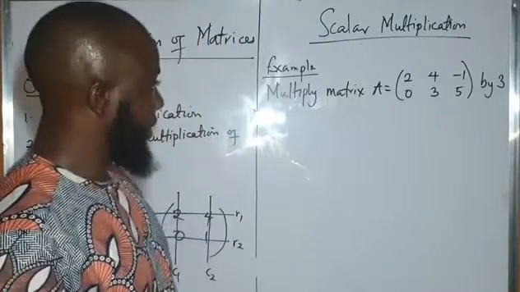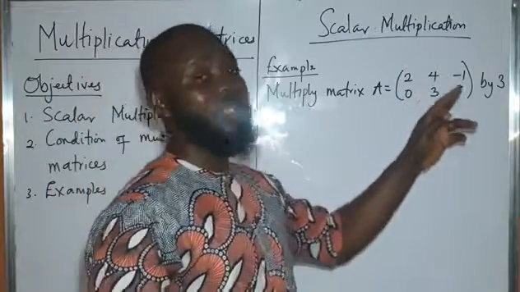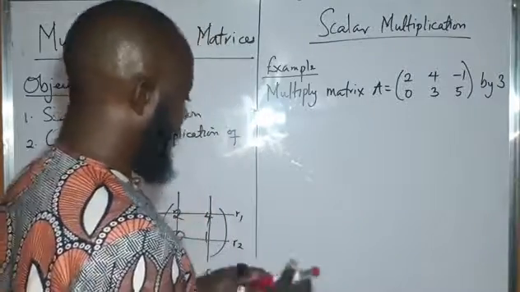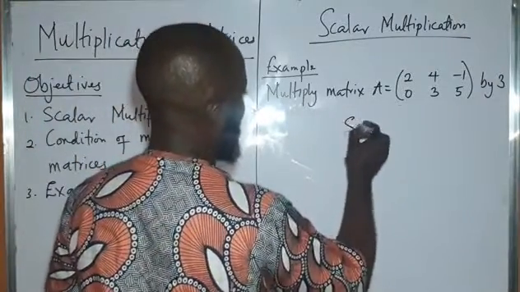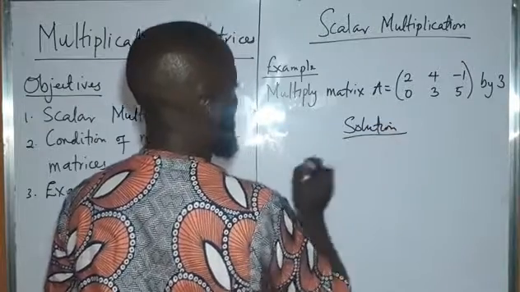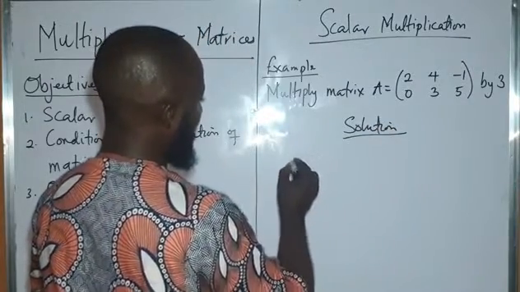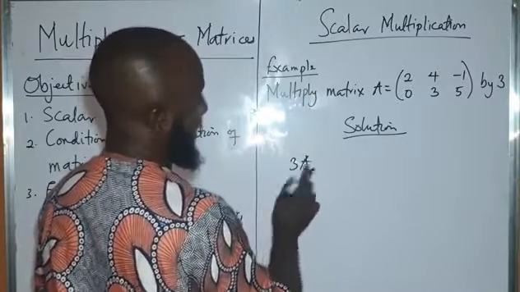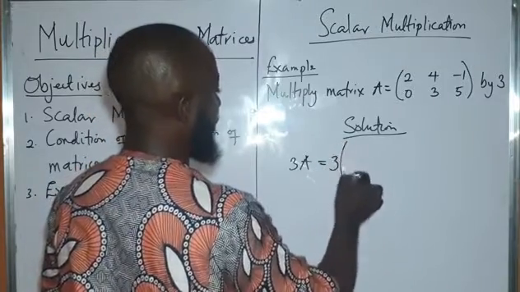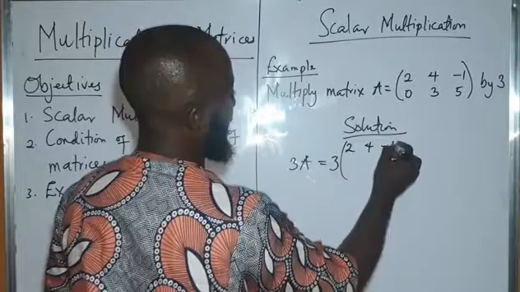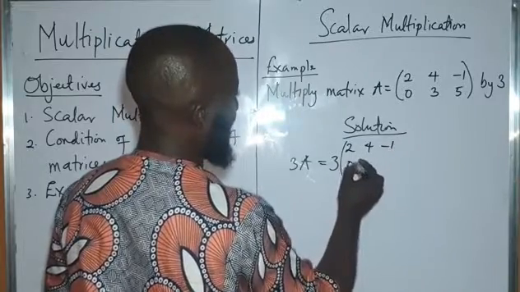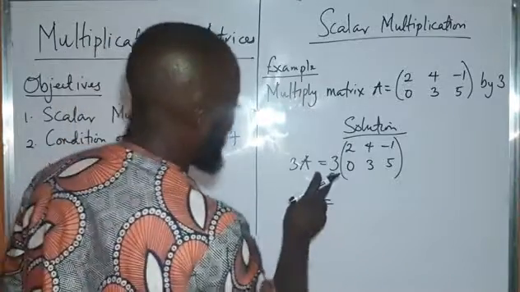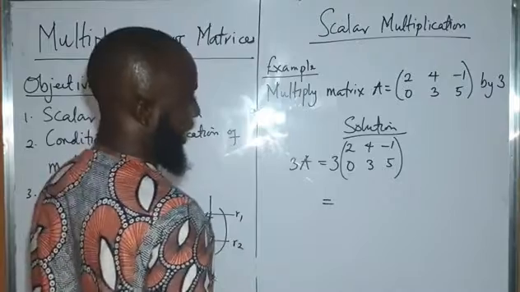So how do we do this? It's very straightforward. You just multiply each of the elements by 3. Simple, that's all. So in solving this, we're going to have this solution. This will be 3A, that is 3 times matrix A, which will give us 3 into the matrix 2, 4, minus 1, 0, 3, 5. We want to multiply them together. So I'll be multiplying the 3 by each of the elements we have in matrix A.